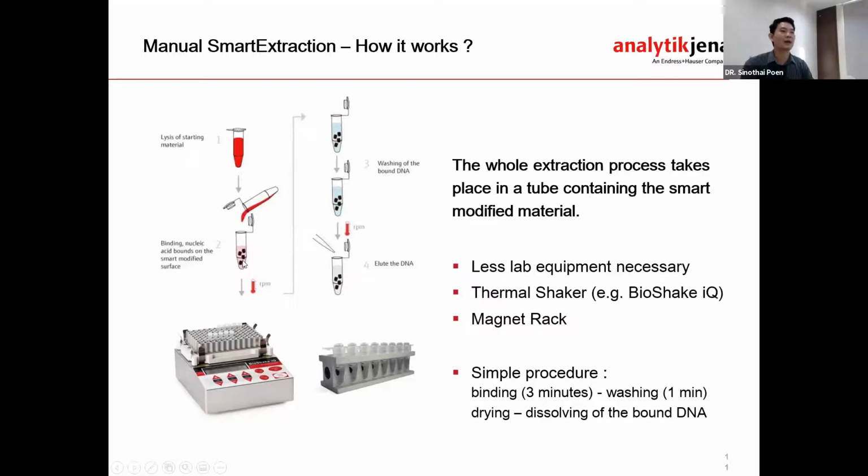of shaking using a thermoshaker. After the binding, a magnetic rack is used to collect the smart modified material, and then the DNA bound to the smart modified material is washed with a washing buffer, and clean DNA bound to the smart modified surface can be released from the material using elution buffer. So the whole extraction process for the smart extraction manual doesn't need centrifugation. Only a thermoshaker and magnetic racks are needed.